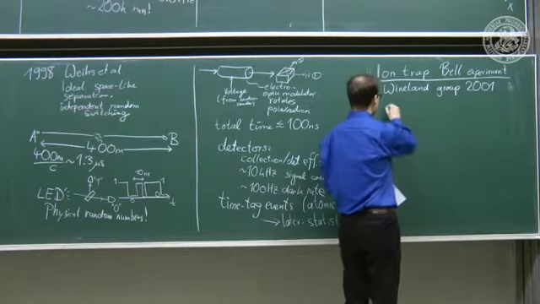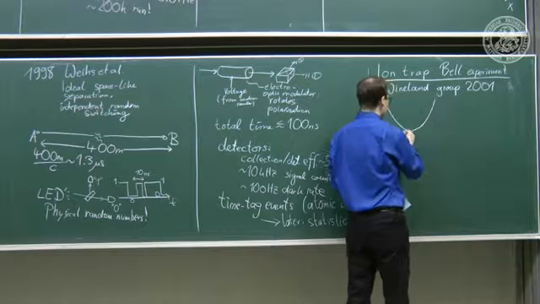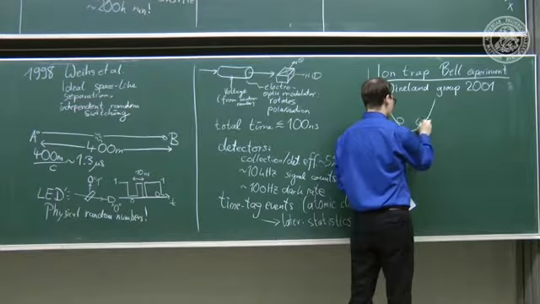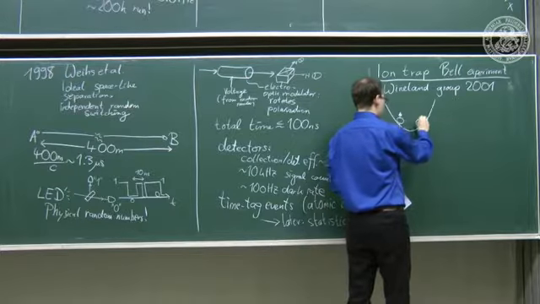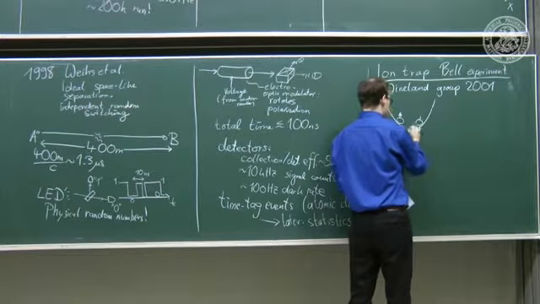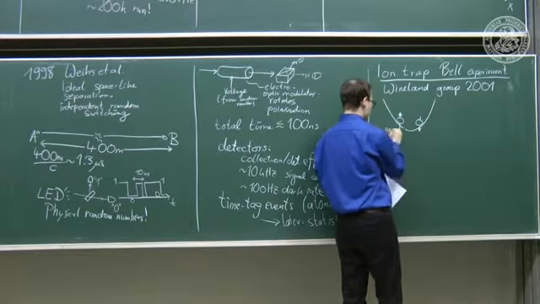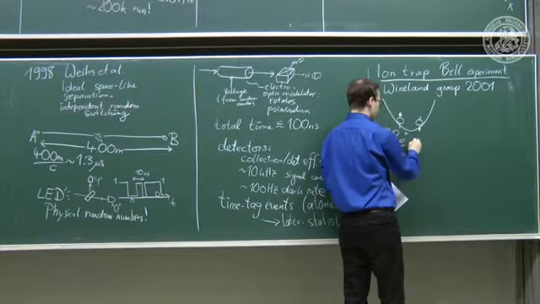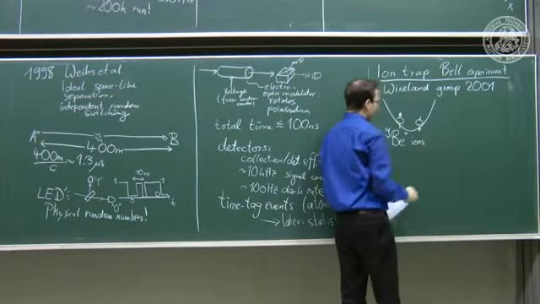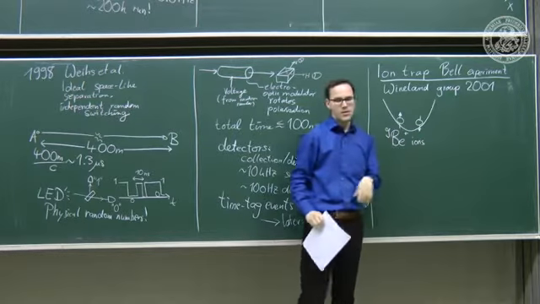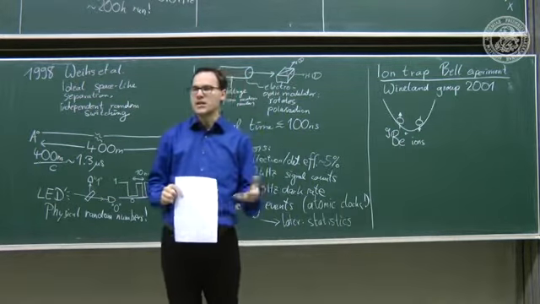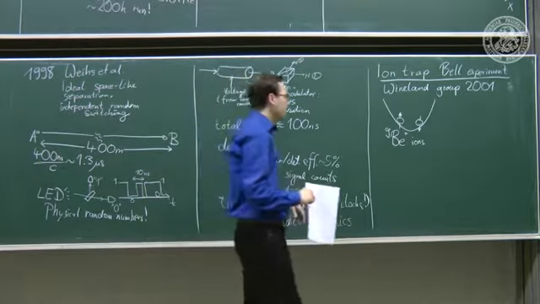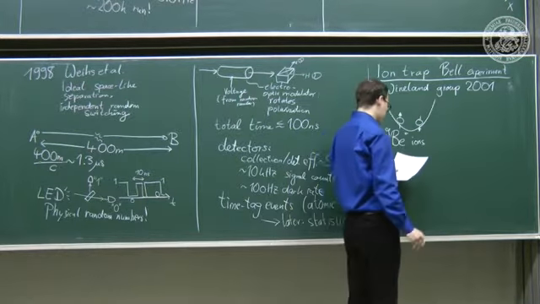Now, what is the setting? The setting is they have trapped two ions, two beryllium ions, and the way to trap these ions is well known. Since decades, you have to generate a particular configuration of oscillating electromagnetic fields, which will then provide the trapping potential.